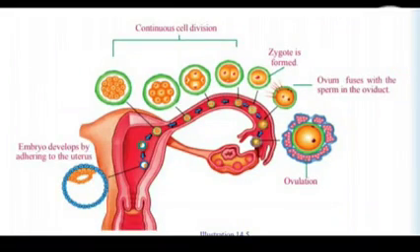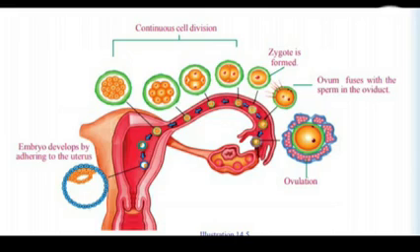Let's look once more at fertilization. First, ovulation. Ovulation is the process of releasing the ovum from the ovary. Then the ovum fuses with the sperm in the oviduct. Then the zygote is formed.